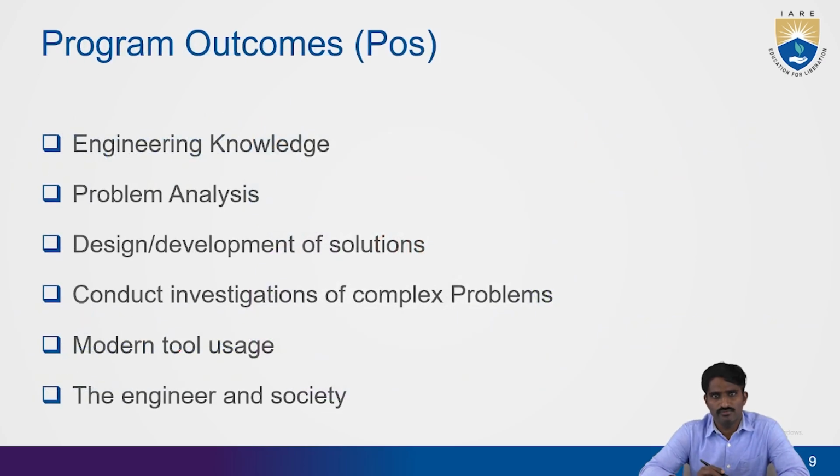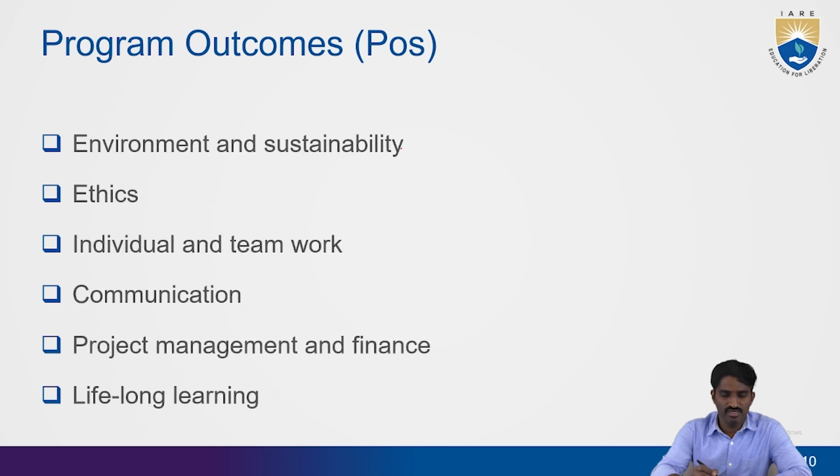Then what are the program outcomes? Previously there were 12 program outcomes, but currently there are 11 in the new NBA regulations. Still, this particular course is according to the old NBA regulation, so that's why I have mentioned the 12 outcomes. The first outcome is about engineering knowledge, and the second is problem analysis. The third is design and development of solutions, and the fourth is conduct investigation of complex problems. Modern tool usage is the fifth, and the sixth is the engineer and society.